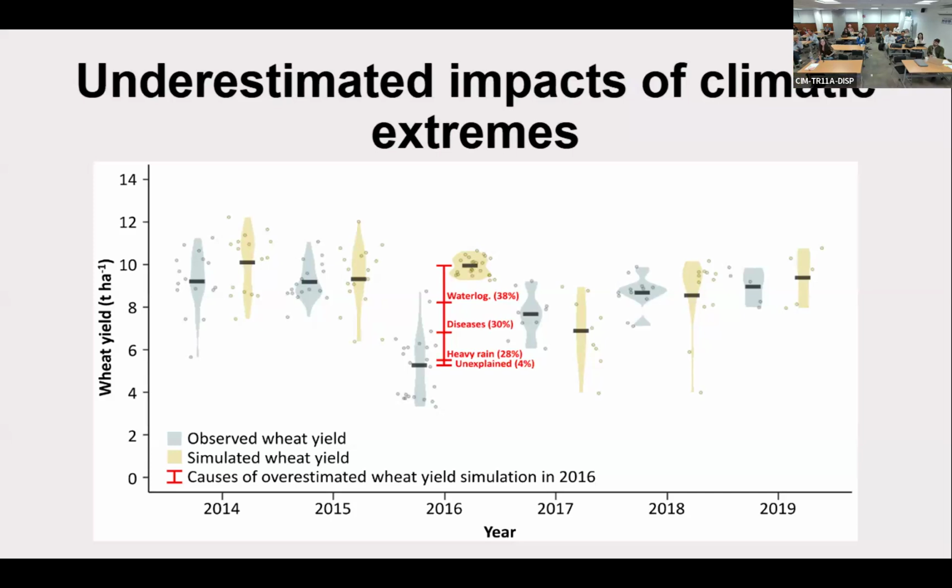And this is because 2016 was caused by waterlogging, disease, and heavy rain, which are factors that the model doesn't consider. So the model sees lots of water and usually transforms it into high yields.